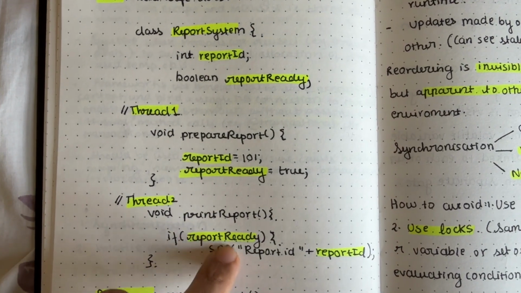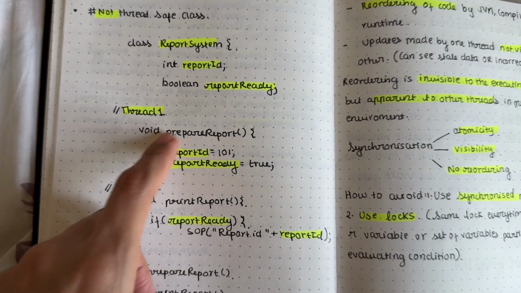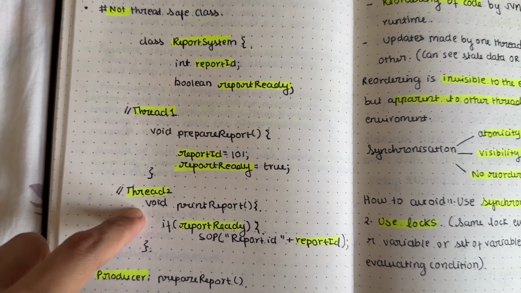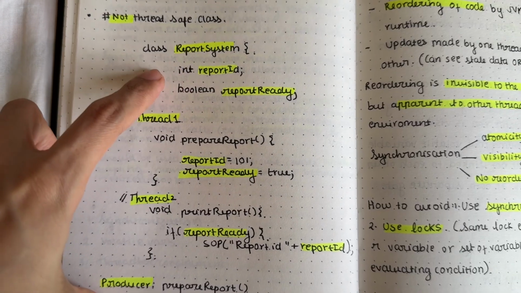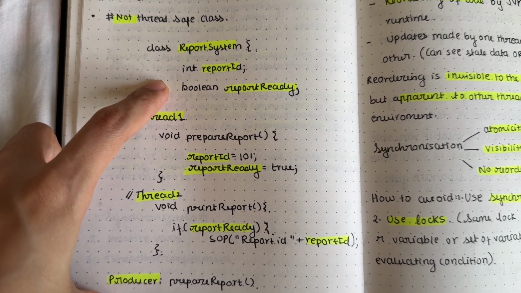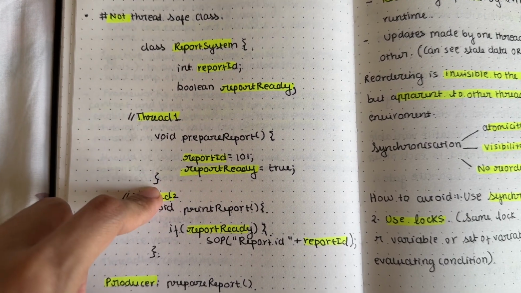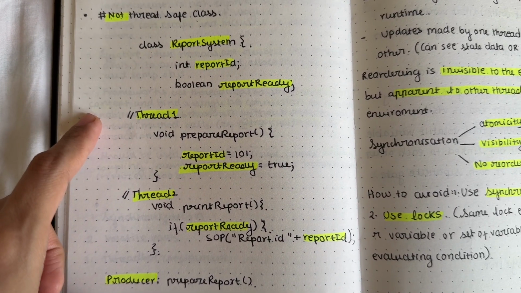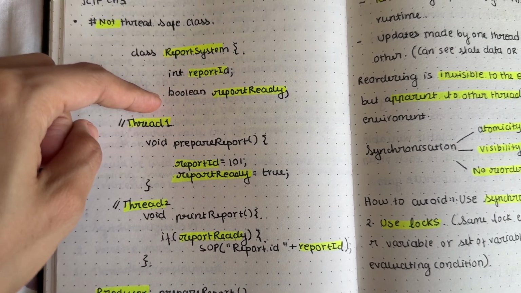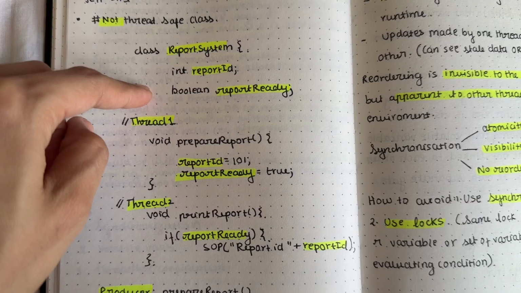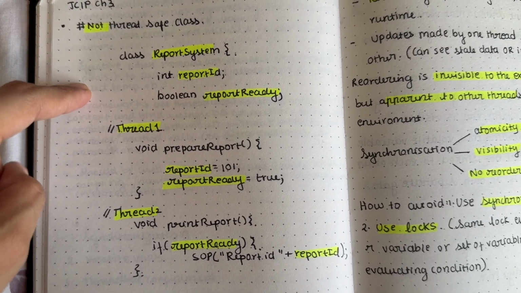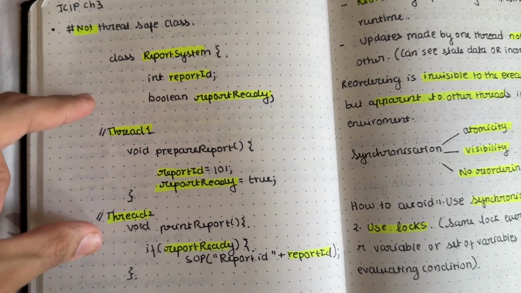Now let's see what can go wrong with this code. Here, reportId and reportReady are being shared between two threads, thread 1 and thread 2. So they are shared mutable variables. Shared mutable variables should always be accessed in a thread-safe manner, which is not done here. So the first thing that can go wrong in this code is that thread 1 and thread 2 can access these both variables at the same time, leading to race conditions which can lead to inconsistent or unpredictable outputs. So this is a very common, obvious scenario.